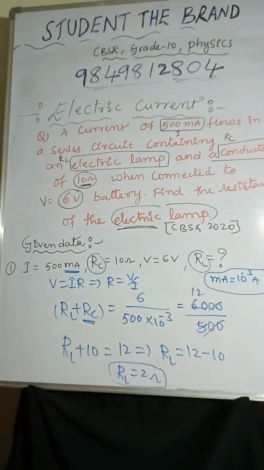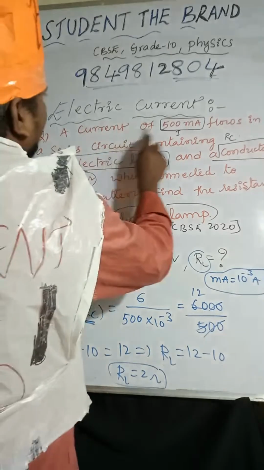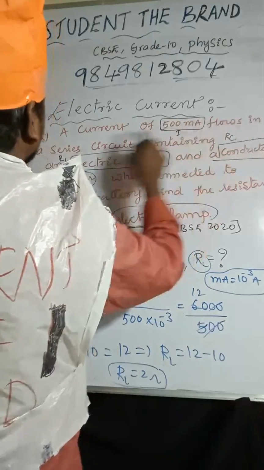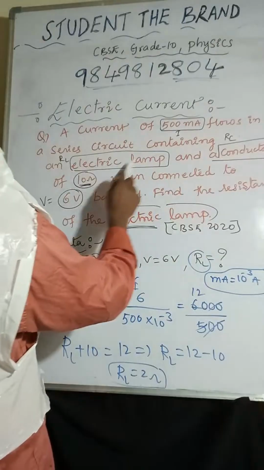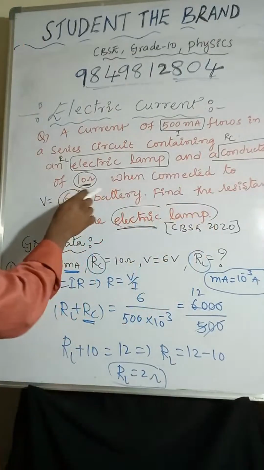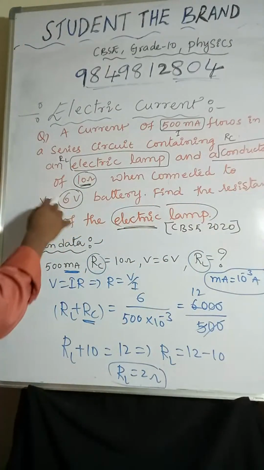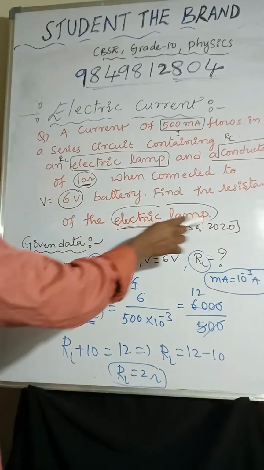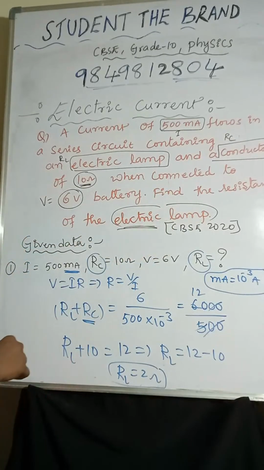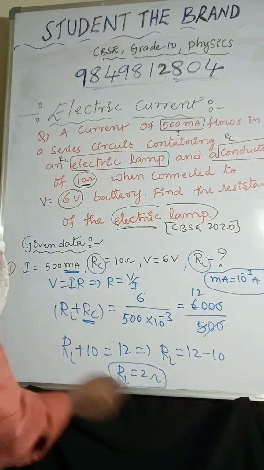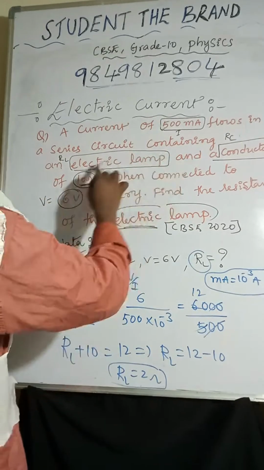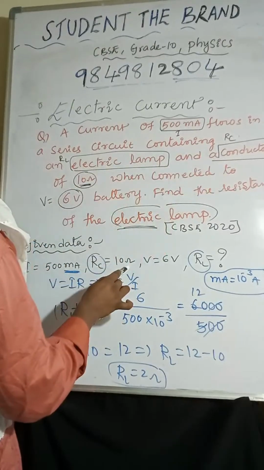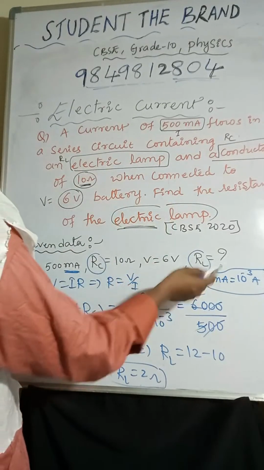Done. So next, check once again, I will explain. A current of 500 milliampere flows in a series circuit containing an electric lamp and a conductor of 10 ohm, connected to a 6 volts battery. Find the resistance of the electric lamp. Yes, 2 ohm only. Here current is given, 500 milliampere. RC is given, 10 ohms. Potential difference is given. RL we have to find out.